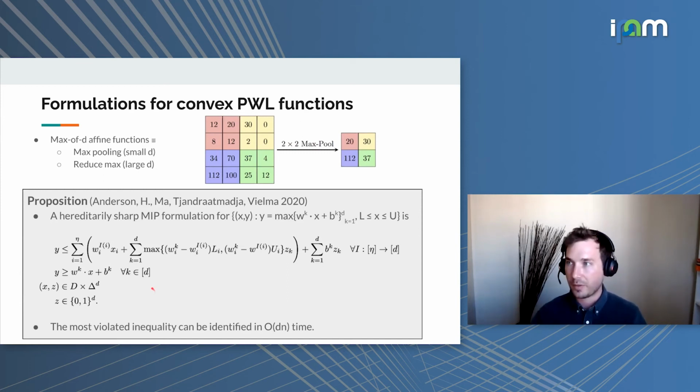This formulation is hereditarily sharp. It's not necessarily ideal. And again, the magic is really in this large family of inequalities that upper bounds Y, upper bounds the output of the neuron. And again, the separation problem over this family of inequalities can be solved efficiently.